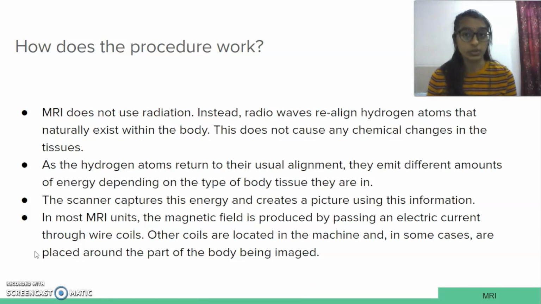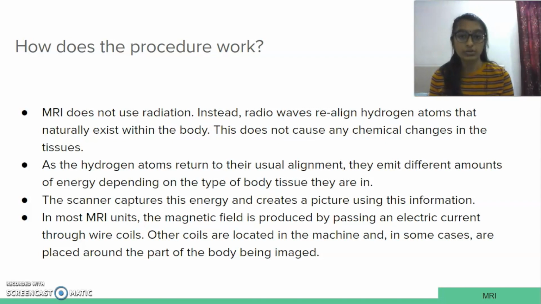How does the procedure work? MRI does not use radiation. Instead, it uses radio waves that realign hydrogen atoms that naturally exist within your body. It does not cause any chemical changes in the tissue. As hydrogen atoms return to the usual alignment, they emit different amounts of energy depending on the type of body tissue they are in. The scanner captures the energy and creates a picture using this information.